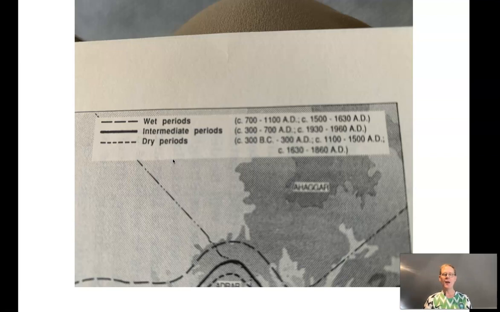Okay? But the ones we're going to be interested in is that first wet period from 700 to 1100. Things wetter than normal conditions. But that's going to be followed immediately, not by normal conditions, but by drier than normal conditions. And that's what you see where it says dry periods, 1100 to 1500. Okay? Well, why is that important?